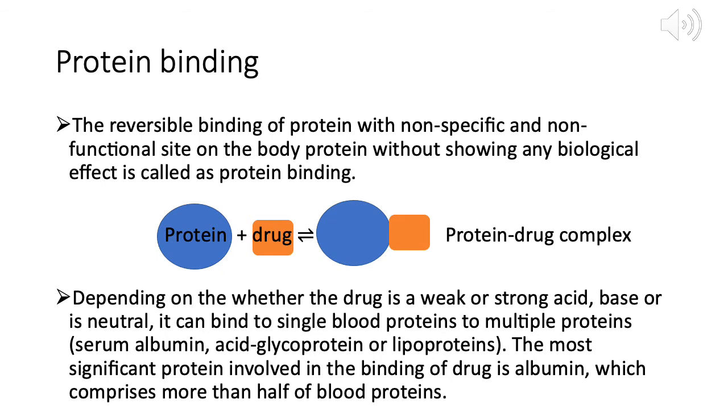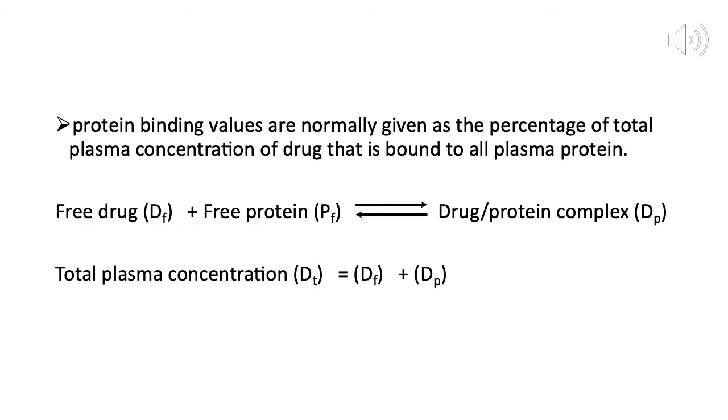The most significant protein involved in the binding of the drug is albumin, which comprises more than half of the blood proteins. Protein binding values are normally given as a percentage of total plasma concentration of drug that is bound to a plasma protein. Free drug plus free protein is in equilibrium with the drug-protein complex. Total plasma concentration, DT, equals DF plus DP.